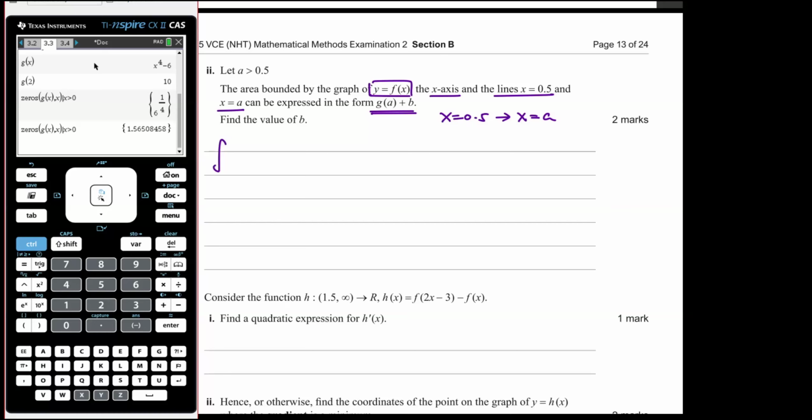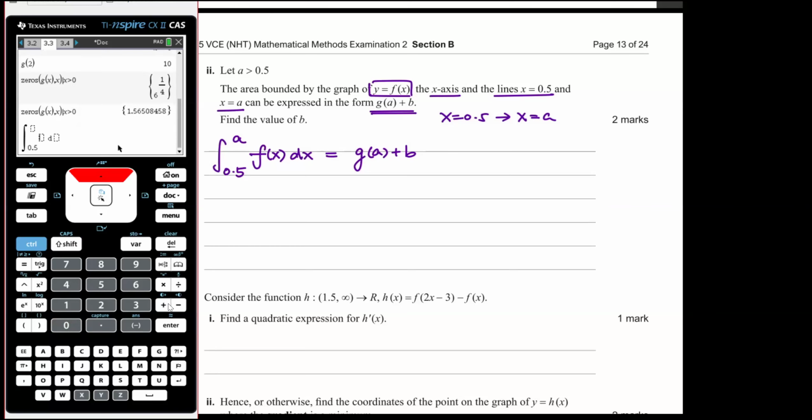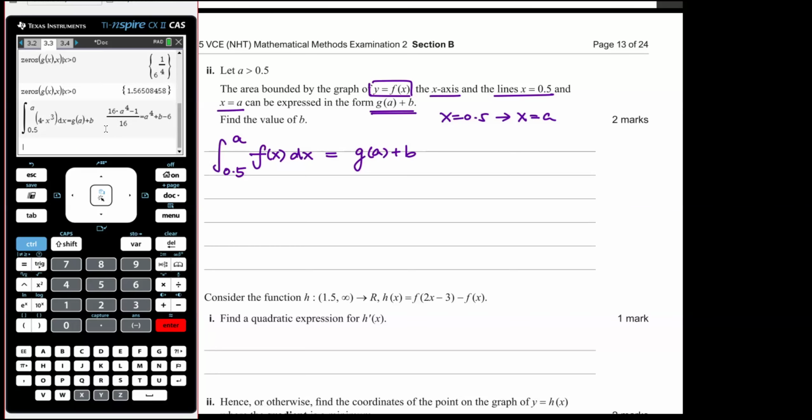So one thing I would say is we want to integrate from 0.5 to a, integrating f of x dx, and that's equal to g(a) plus b. So I can do the integral from 0.5 to a of f of x, or haven't defined f of x, just go for 4x to the power 3 dx equals g of a plus b. We get something along this line, and let's try to solve this equation for b. B is 95 over 16.